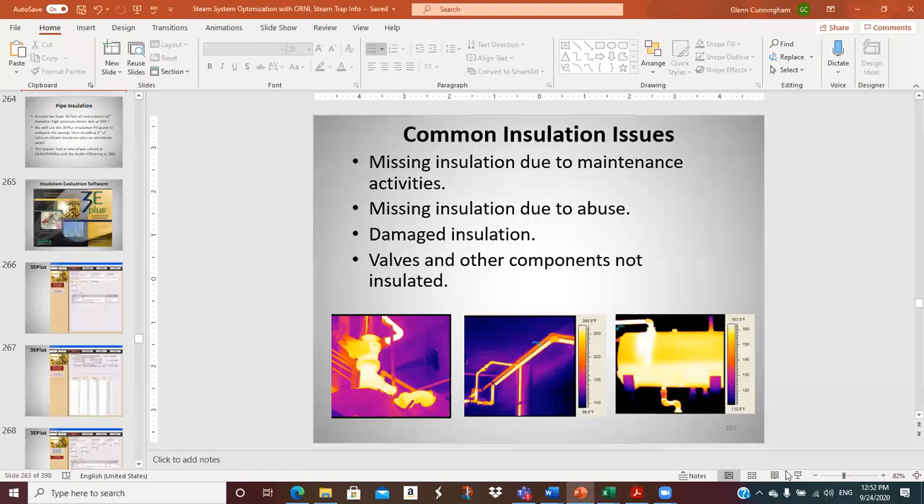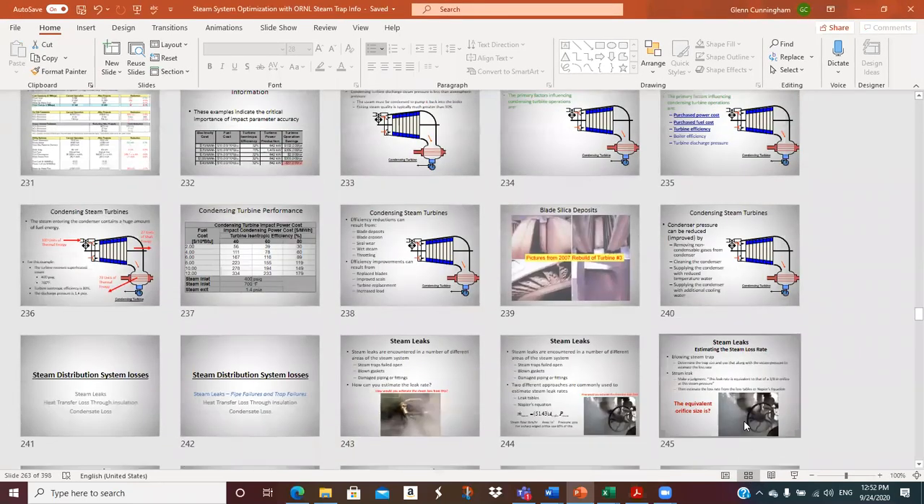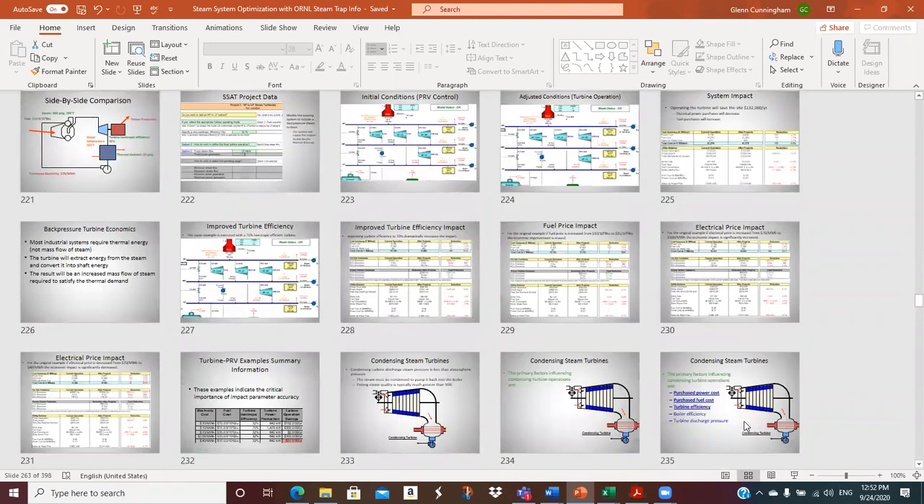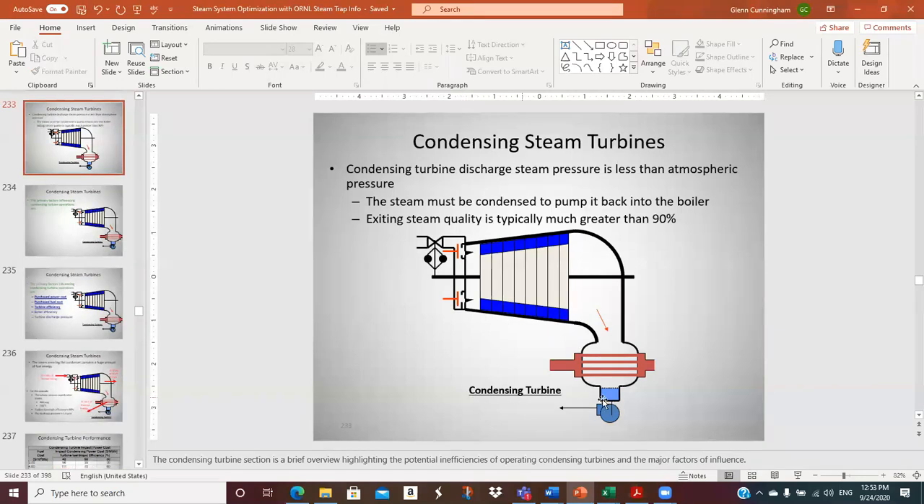Okay, so these are my preliminary comments. Now it's time to get to the meat of the subject here, and we got to go back. Let's see. I know we did that. Condensing. I think we're right about here. Yeah, we're about to get rolling on condensing turbines.